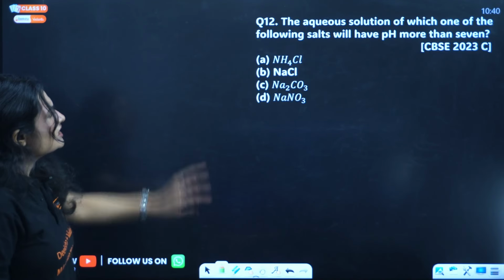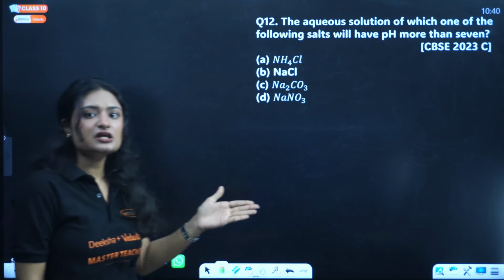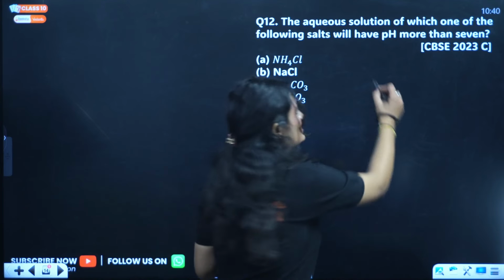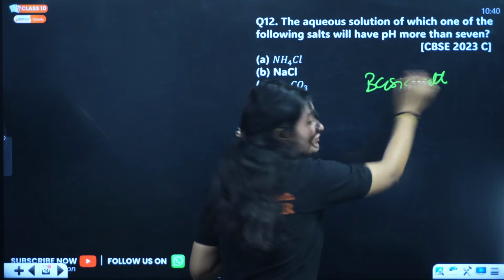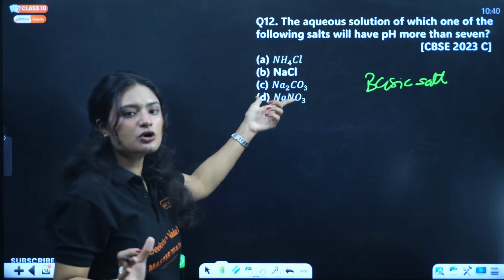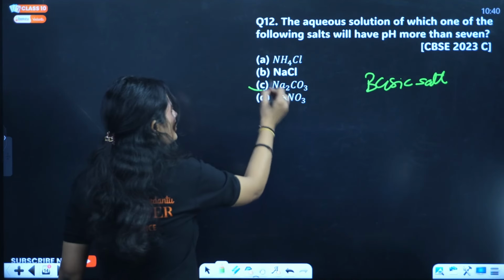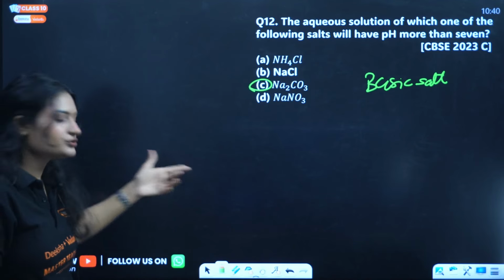Next question. The aqueous solution of which one of the following salts will have a pH more than 7? pH more than 7 will be a basic salt. And which among these is a basic salt? A basic salt means when a strong base and a weak acid combine. So the combination of a strong base and a weak acid, sodium hydroxide and carbonic acid, my dear kids. So that is Na2CO3.